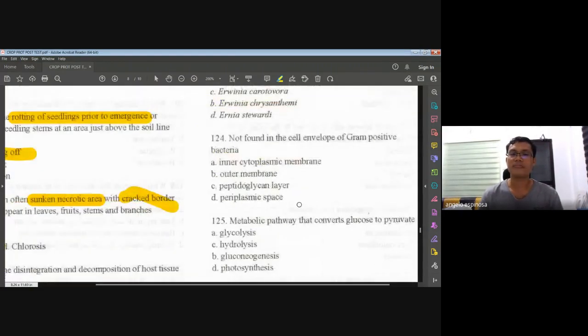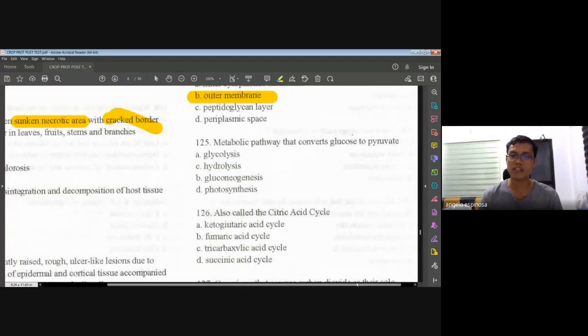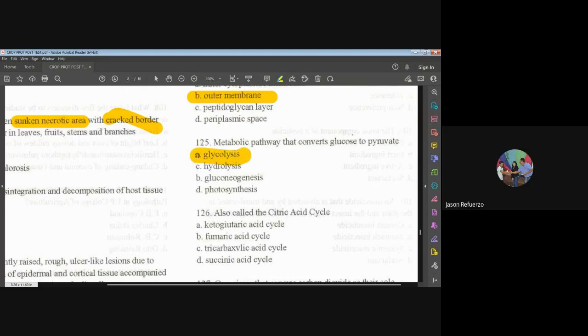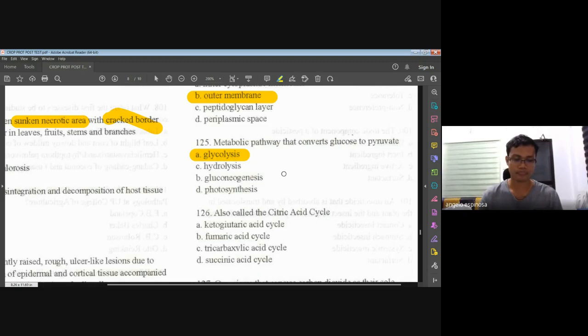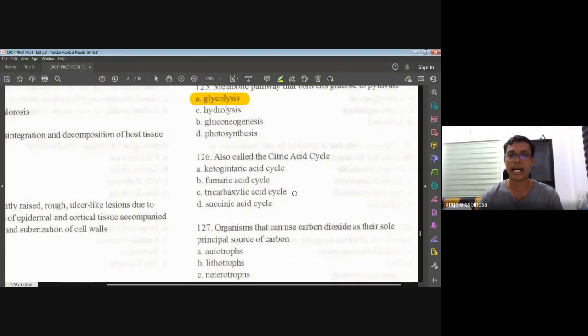124, not found in the cell envelope of gram-positive bacteria. That is outer membrane. Hindi siya nakikita sa envelope of gram-positive bacteria. Okay. 125, di ba pinag-usapan natin yung differences ng gram-positive tsaka gram-negative? 125, metabolic pathway that converts glucose to pyruvate. Correct answer letter A, glycolysis. Okay? 126, also called citric acid cycle or CAC. The correct answer is letter C, tricarboxylic acid cycle.